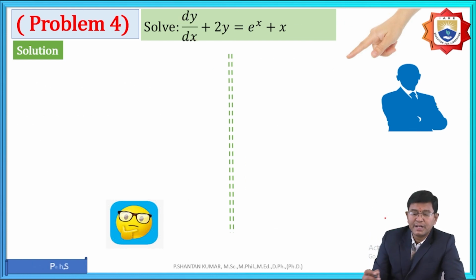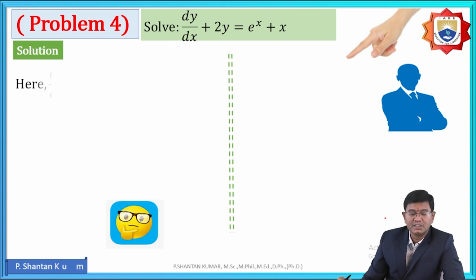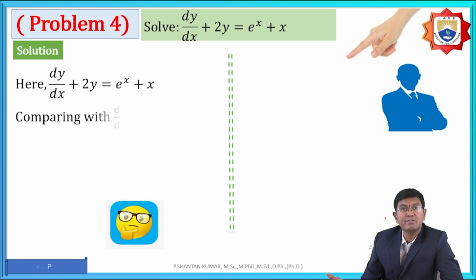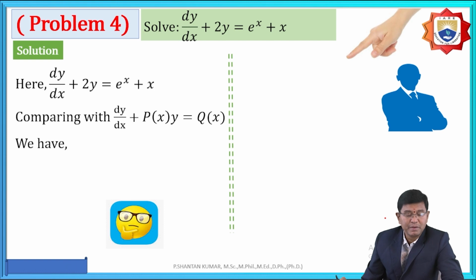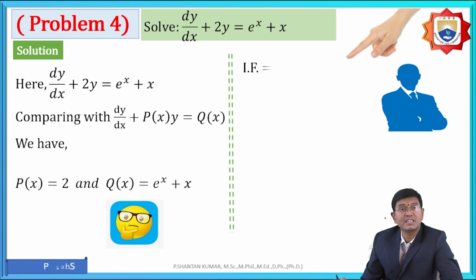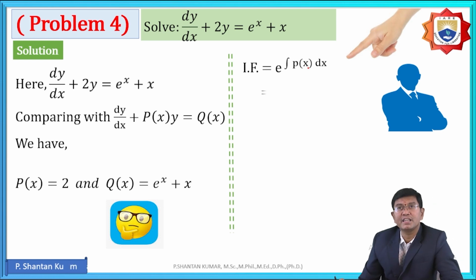Next one, dy by dx plus 2y is equal to e power x plus x. And here also, clearly, it is a linear differential equation directly given in the problem, where p comma q is a function of x. Therefore p is equal to 2 and q is equal to e power x plus x. And the integrating factor is here also the same, e power of integration of 2 into dx, that is e power of 2x.